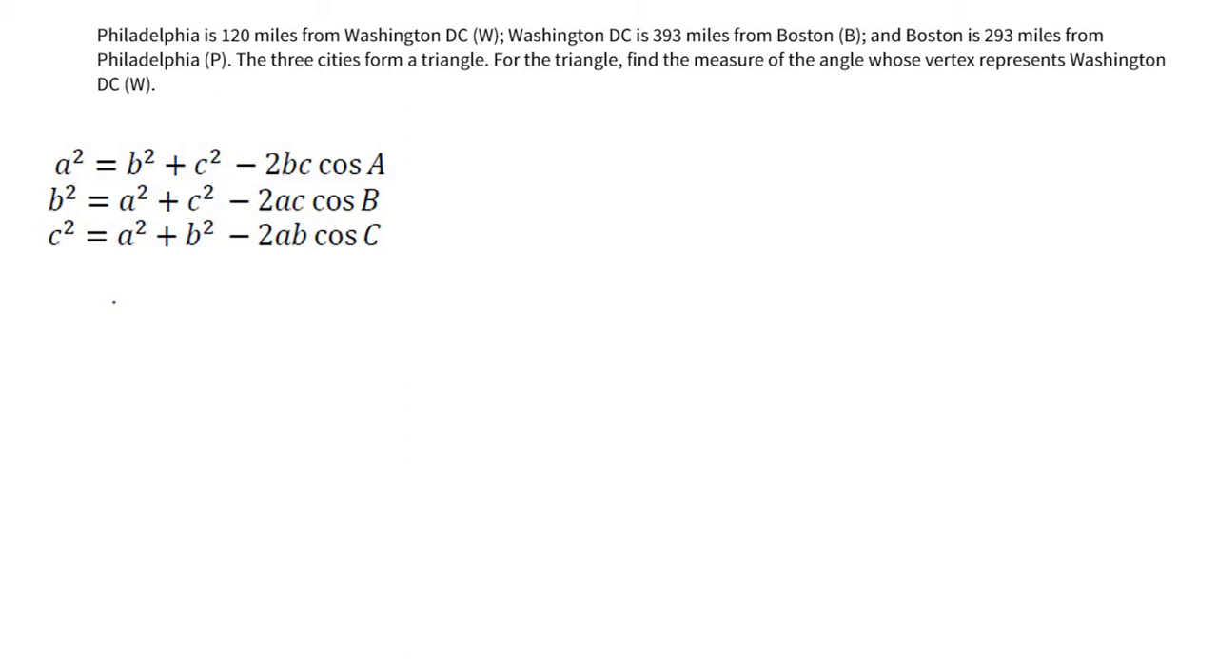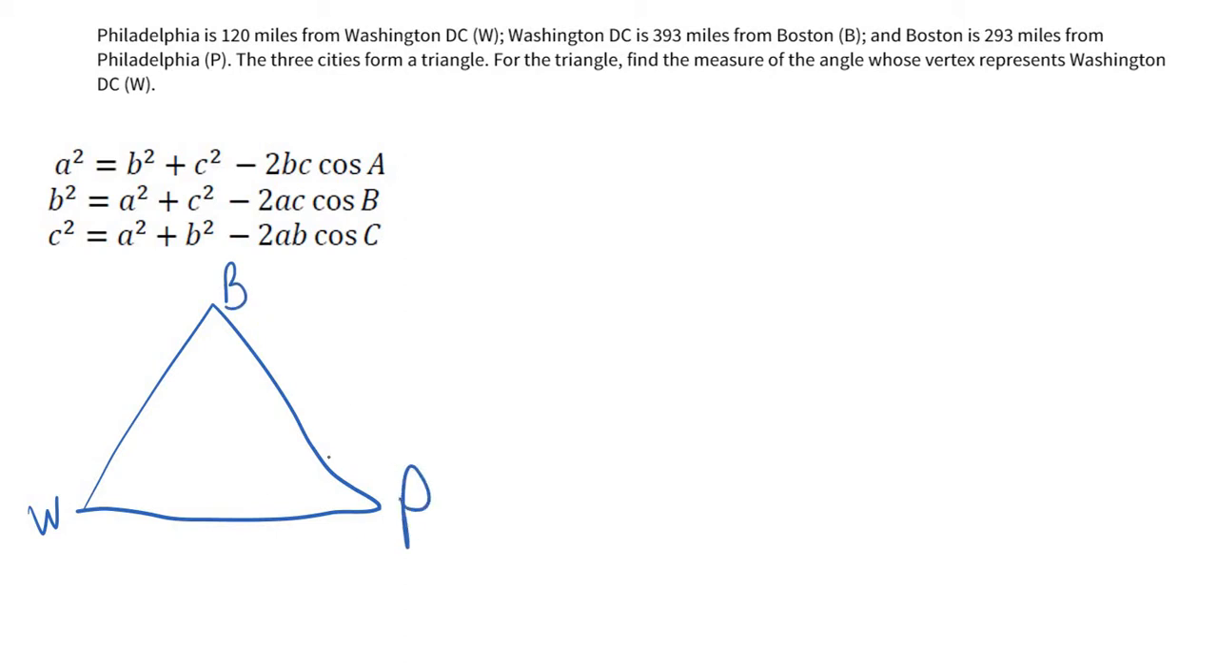So let's just do a quick sketch. And again, don't stress out about your pictures. Just draw a triangle. Okay, the labels are what's going to be most important. Now let's go ahead. So we've got Washington, D.C. Let's say it's right down here. Boston, going to be up here. Philadelphia. Now that's not geographically accurate, but don't stress about it. Okay, just label it a triangle.